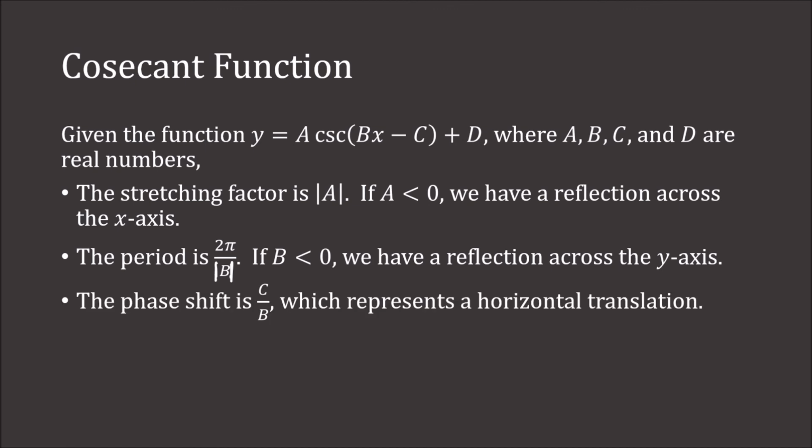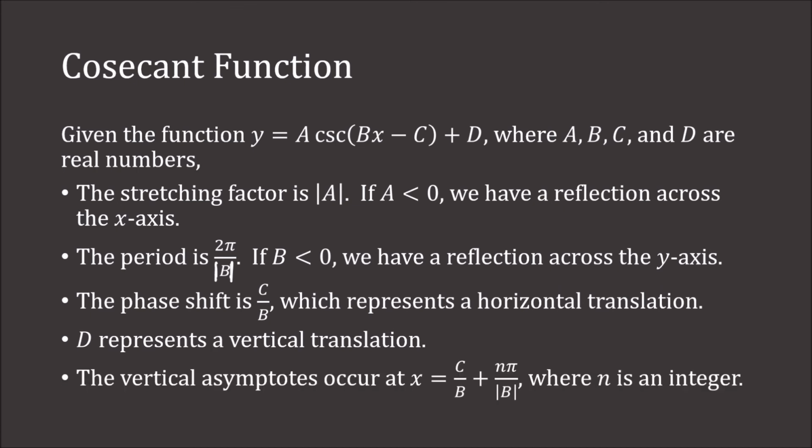The phase shift is c over b, which represents a horizontal translation. D represents a vertical translation, and the vertical asymptotes occur at x equals c over b plus n pi over the absolute value of b, where n is an integer.